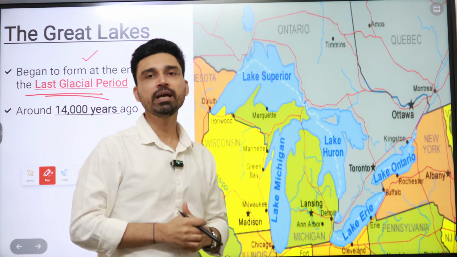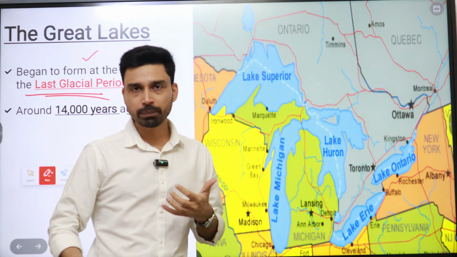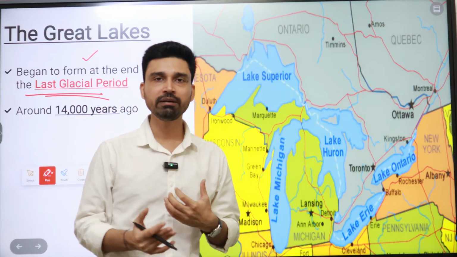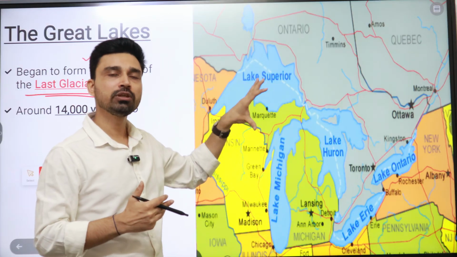And when the ice age began to end, the glaciers began to melt, the ice sheets began to melt, and the depressions that were carved out due to the erosional activity got filled up by the meltwater, creating such a large number of lakes.